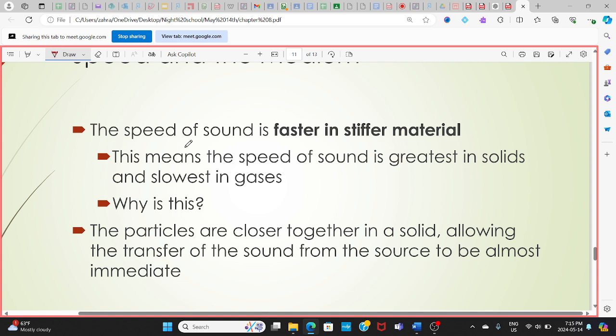But the air molecules, they are really far apart from each other. So for them to transfer waves takes longer. They have to come and bump into each other, then transfer the wave. So more dense means more efficient. You can transfer that wave.